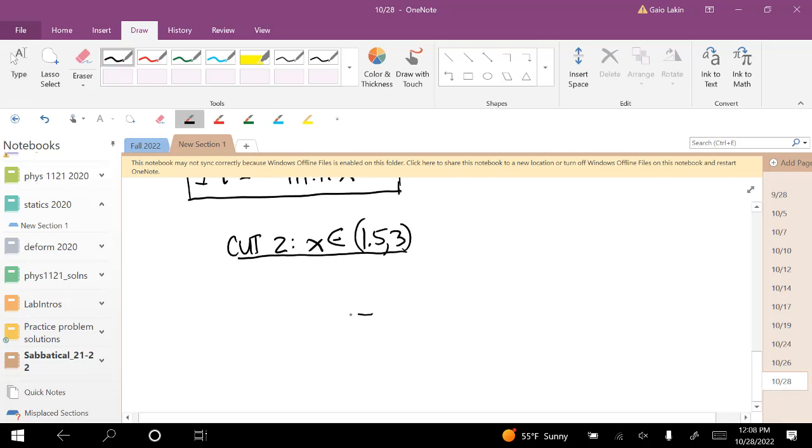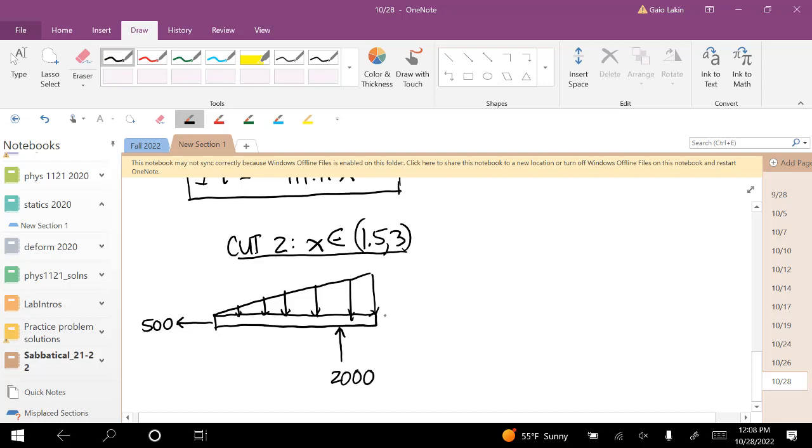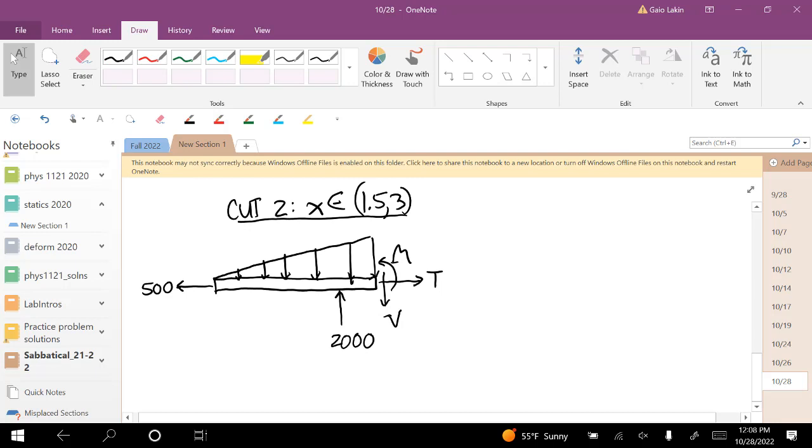Okay, so what does this look like as a free body diagram? So now, no matter what x is in this range, the right end has gone past the roller. So now we have this 2,000 Newton force from the roller. We still have the 500 Newton force on the left end. We have this distributed load. And we have the internal loads, T, V, and M. This distance is x.